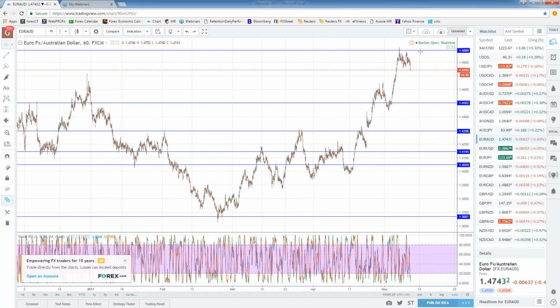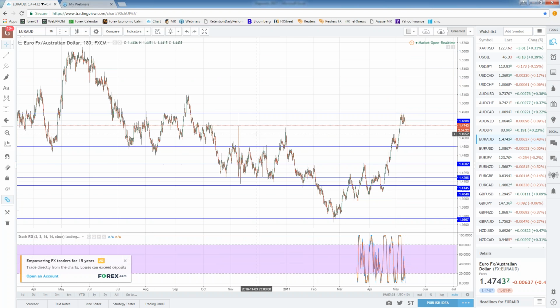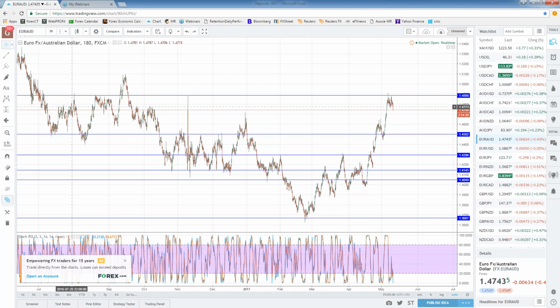Now, Euro AUD has a resistance level at about that 1.49. If we zoom out and proceed to the 3 hourly, you can see that it's a level that it has bounced off multiple times, going back to August last year.